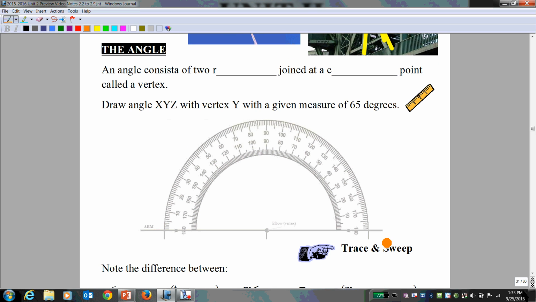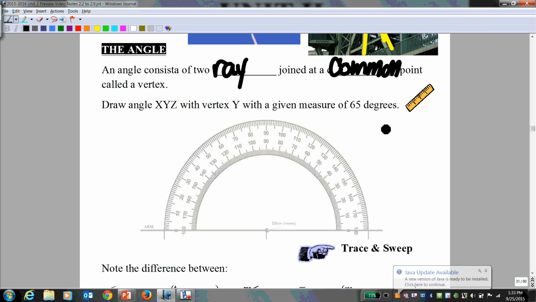First off, let's define an angle. An angle consists of 2 rays joined at a common point. That point is called a vertex. When I say joined, think hinged.